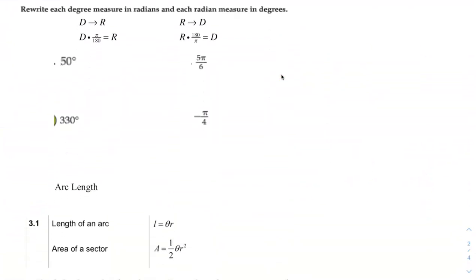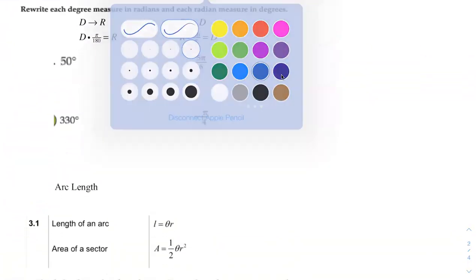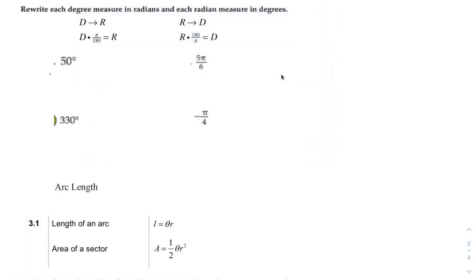Now let's convert it. So we just want to convert things. Right, so I have 50 degrees, I want to convert it to radians. So I'm going to use this formula right there. So I have degrees I want to radians, just multiply by pi over 180, and I get 50 pi over 180.